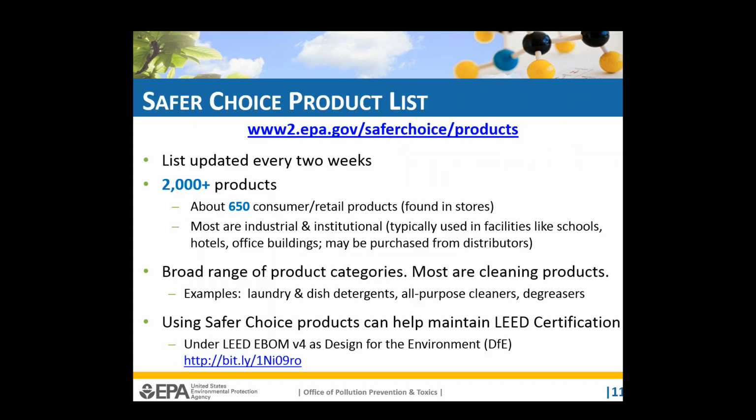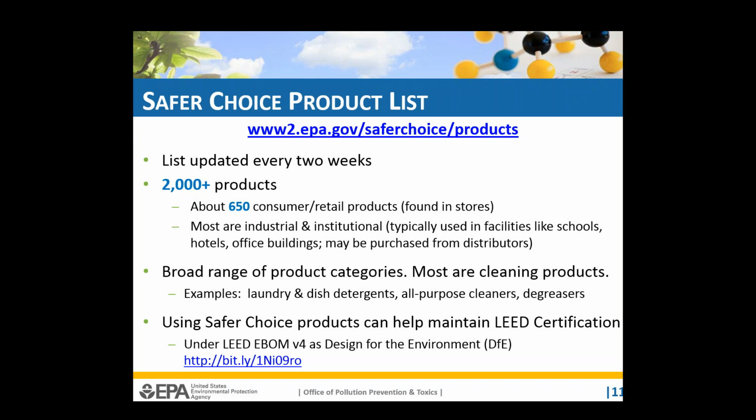Okay, so how do you find these products? Here is the website, and I have a screenshot in a moment, and I can show you a little bit more. It has that weird www.epa.gov/saferchoice/products. The cool thing is we update this list every 2 weeks. So it's not a static list. We're always adding new products on there. Some are coming off. So if you don't see something on there now, keep checking back. You can also send me an email too. And if it's not on there, it's not Safer Choice. So that's important to know if you're looking to purchase products with the Safer Choice label.